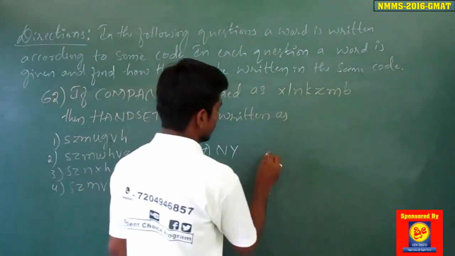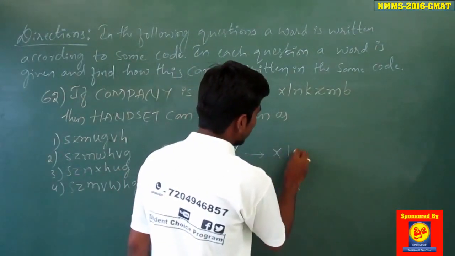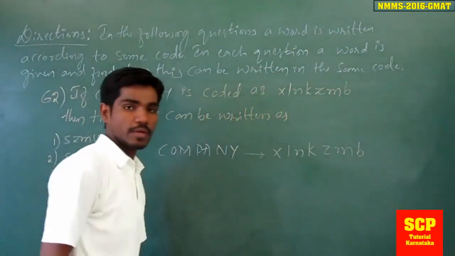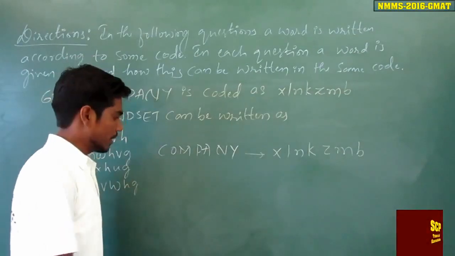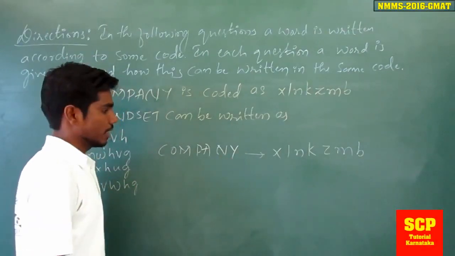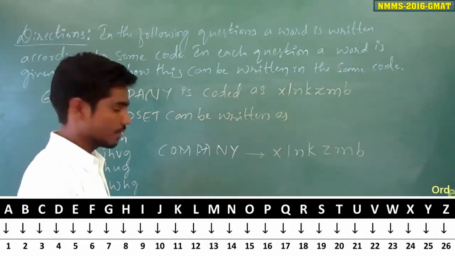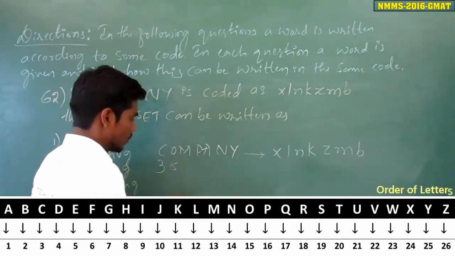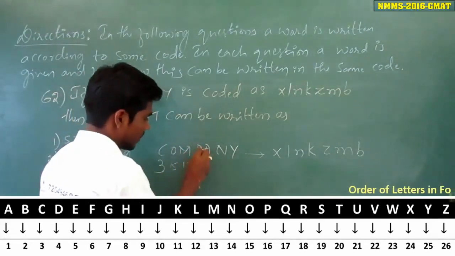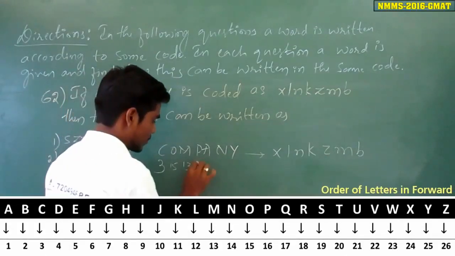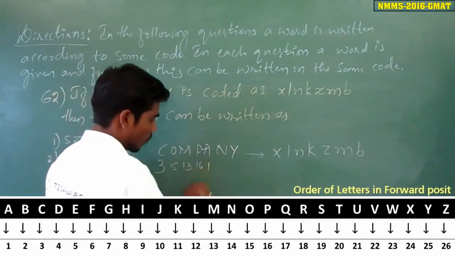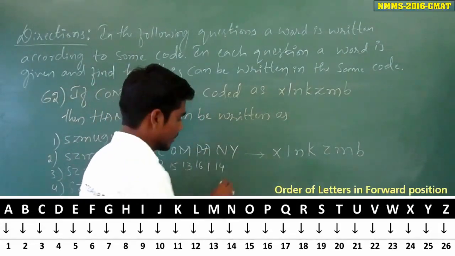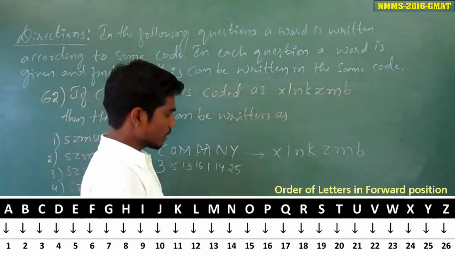Well friends, to solve this, first let me write the given question, that is company is coded as XLNKZMB. Now I will write the positions of these letters. The position of C is 3. The position of O is 15. Position of M, 13. Position of P, 16. Position of A, 1. The position of N, 14. And the position of Y, 25.